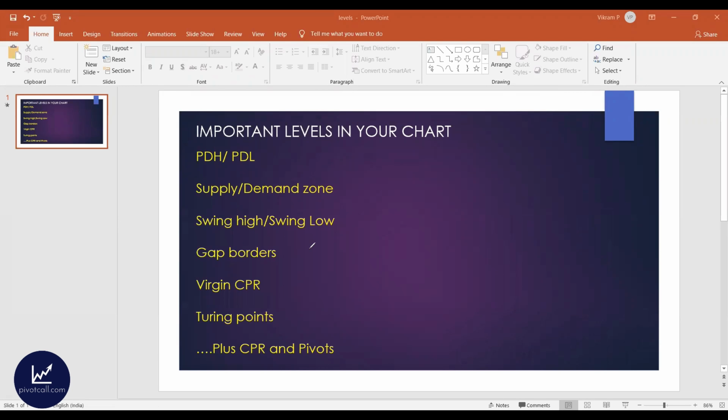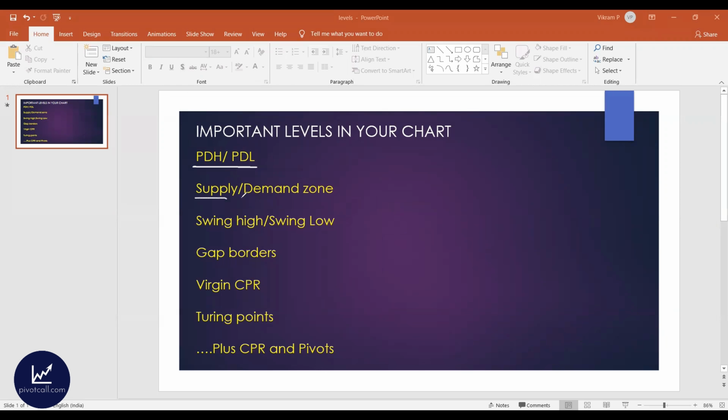So without wasting much time, let's move to my trading chart and let us see how I mark important levels on my chart. Okay, now let me show you the important levels I mark on my chart. Let us start with the first one, PDH PDL. PDH PDL is very simple. Anybody can mark it. That is previous day high and previous day low. One of the very important levels on your chart, that is PDH and PDL.